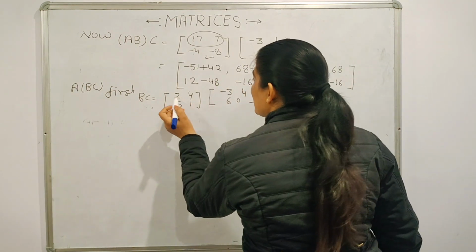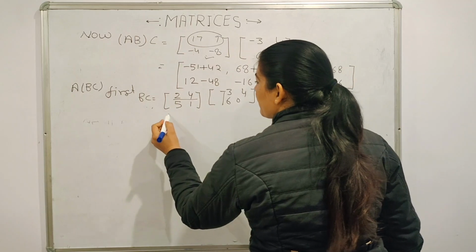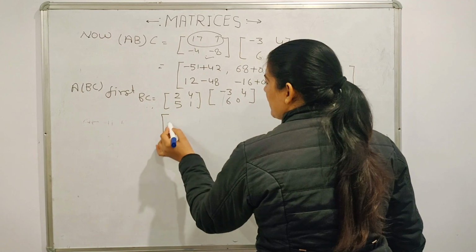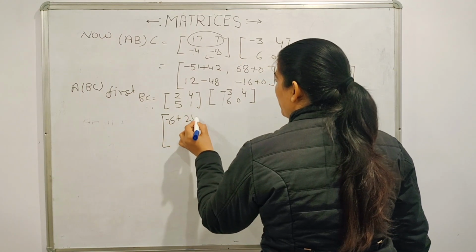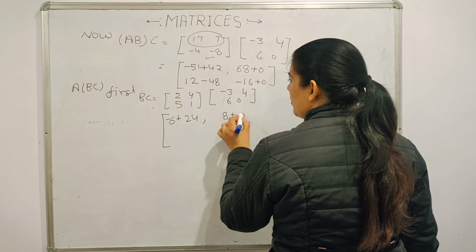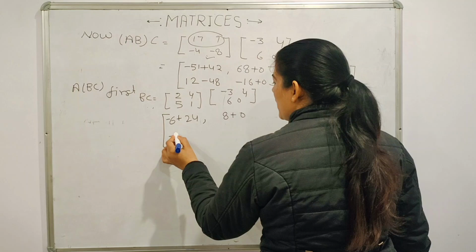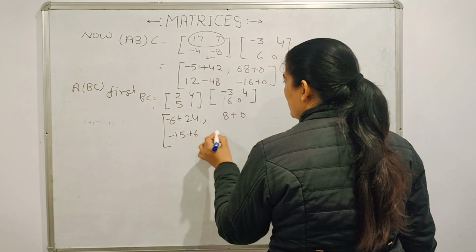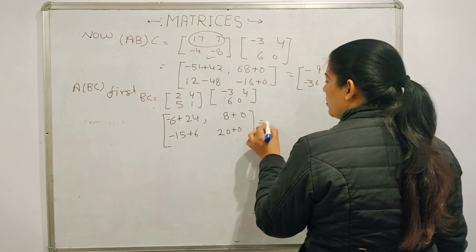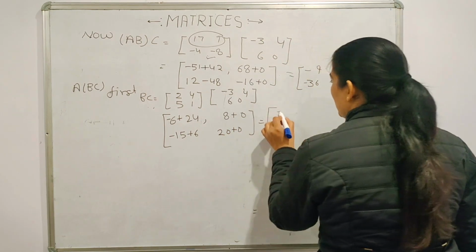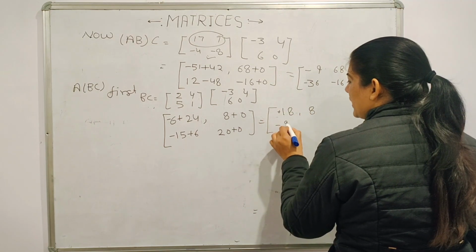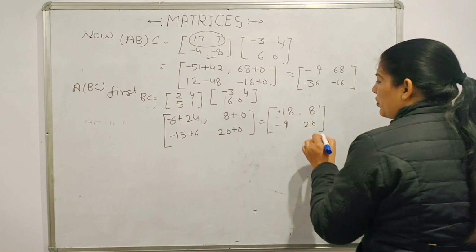So again, same method, first row, first column, it is minus 6 plus 24, and first row, second column, 8 plus 0, then second row, first column, minus 15 plus 6, and 20 plus 0, which is equal to 18, 8, minus 9, 20.